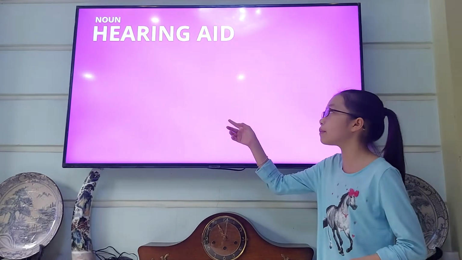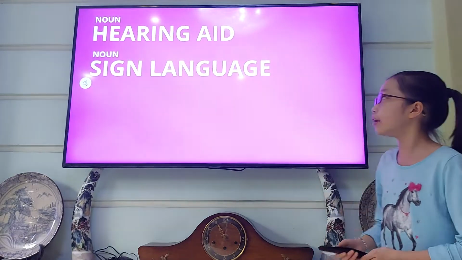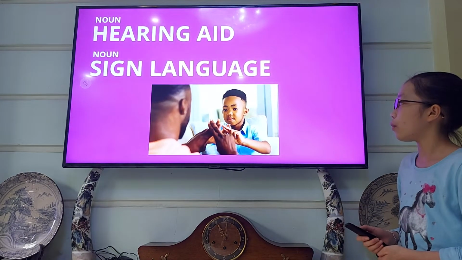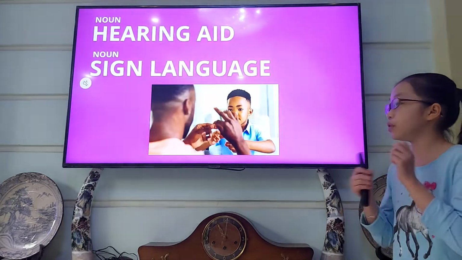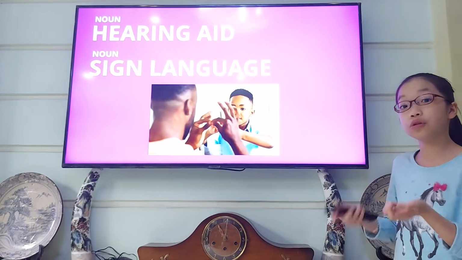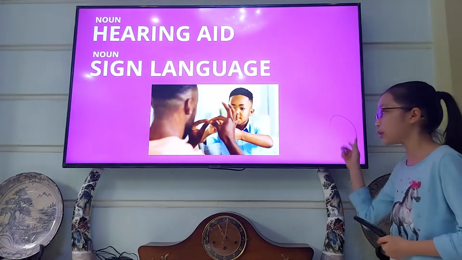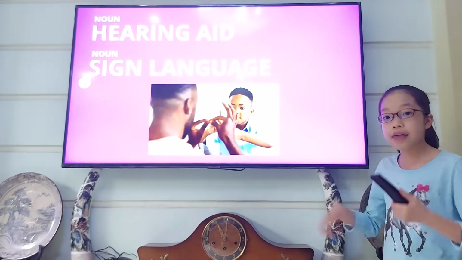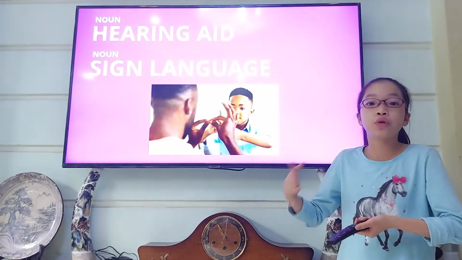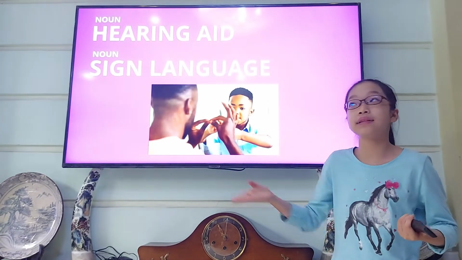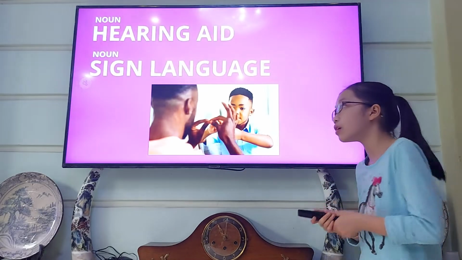Yeah, this is the machine I'm talking about. And here is sign language. When you're deaf or you cannot hear, then you will use sign language. You know the news? If you watch the news, there will be a small person in the corner of the TV, and they will do sign language to help the person who is deaf and cannot hear. They can understand what the reporter is talking about.